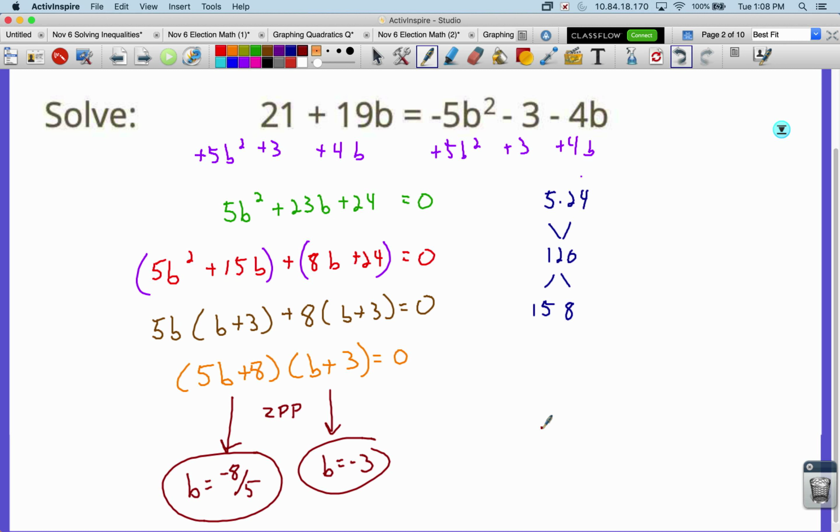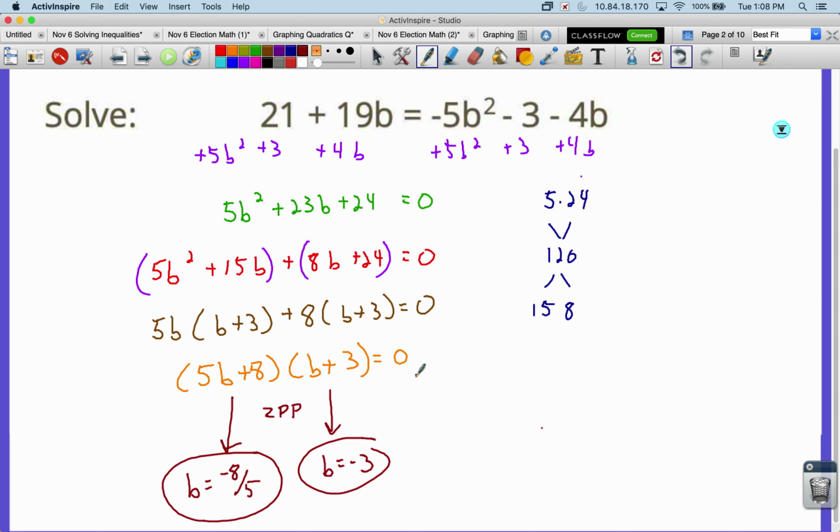All right, and here's the full solution for that. Notice I had to do 5 times 24 and get 120, and then split that into a 15 and an 8, which still multiply to be 120 and add to be 23. Then I split apart the middle term, grouped the first terms and the last terms, pulled out the greatest common factor, and then rewrote it.